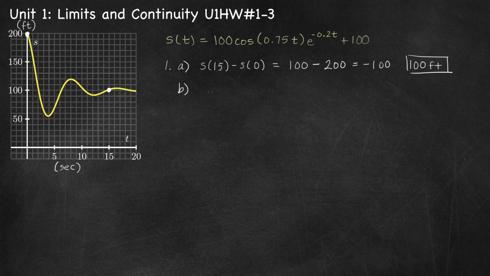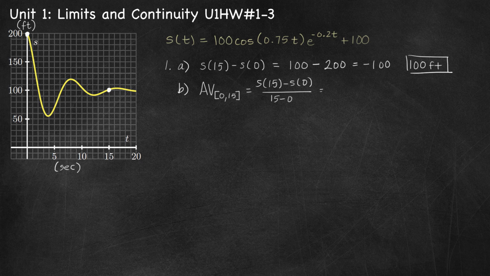Part B, estimate the jumper's average velocity on each of the following time intervals, 0 to 15, 0 to 2, 1 to 6, and 8 to 10. Include units on your answers. So we want the average velocity of the jumper on the time interval 0 to 15. The average velocity is going to be the change in position, so s of 15 minus s of 0 over the change in time. Change in position over change in time.